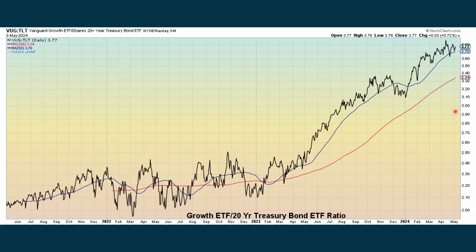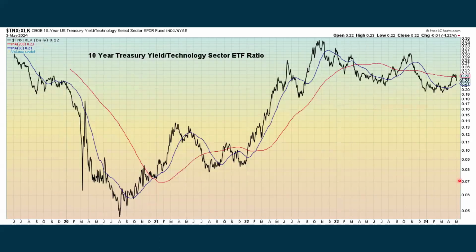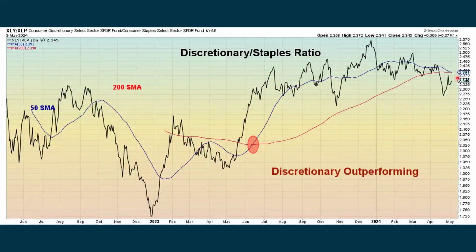We look at growth stocks, compare them with bonds, showing that growth stocks are still outperforming the price of bonds. The tech sector with the 10-year yield had been outperforming, saw some weakness as the tech sector was weakening. Now it's possibly starting to show some improvement. Here's an inversion of that same chart where the 10-year yield had been rising up, but lately has been falling back. Discretionary to staples. In a good positive environment, we want to see discretionary outperforming staples.